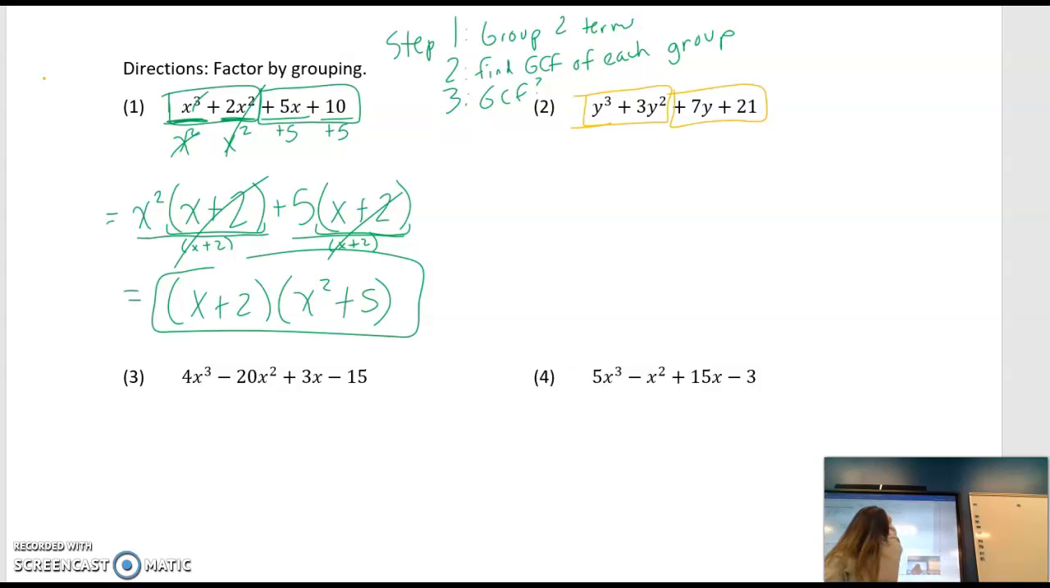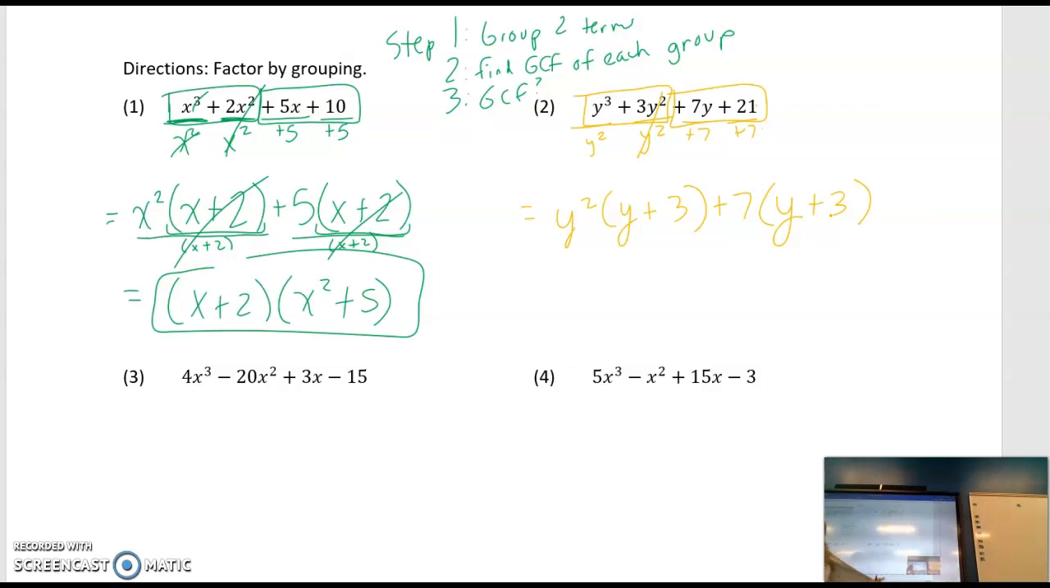So the GCF is y squared. So I'm going to factor out a y squared. When I divide by a y squared, I'm left with y, plus I'm left with just 3. Then I take a look at the last 2 terms. And so 7y plus 21, the GCF is a positive 7. So I factor out the positive 7. When I divide it, I'm left with y. 21 divided by 7 is a positive 3.